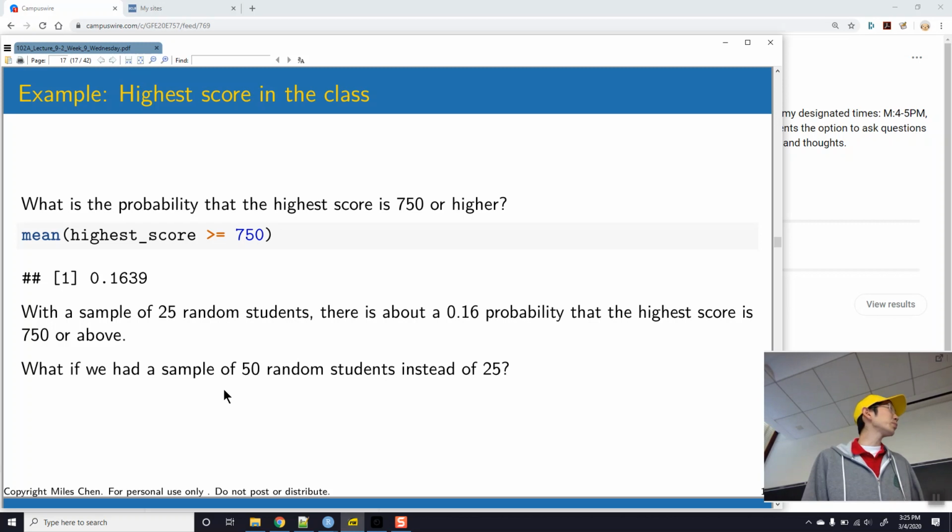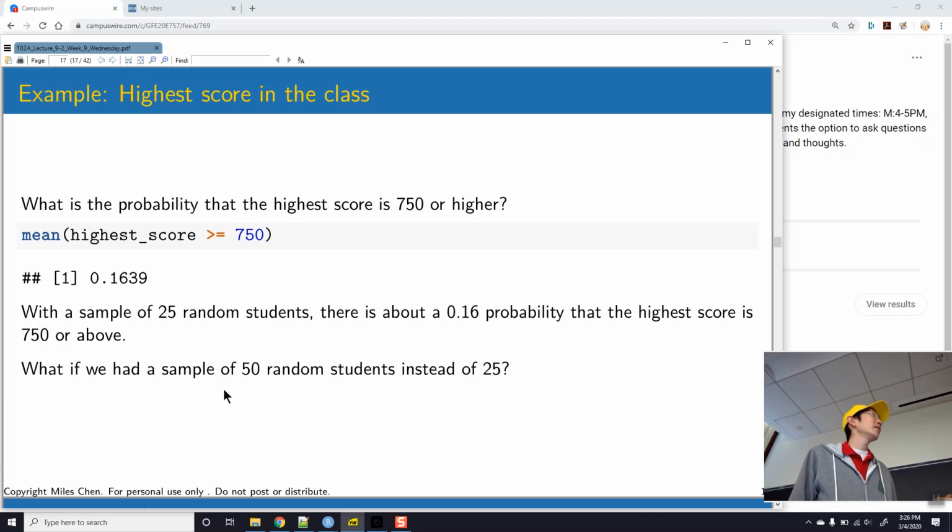And then I can change the question. What if we had a sample of 50 students instead of 25? What's the probability that in a sample of 50 students, the highest score is 750 or higher? What do you guys think? Okay. Well, we're pretty sure the answer is going to go higher, right? There's going to be a higher probability than 16% because now I've got a bigger sample, so now I've got like more chances of getting something higher than 750, okay?